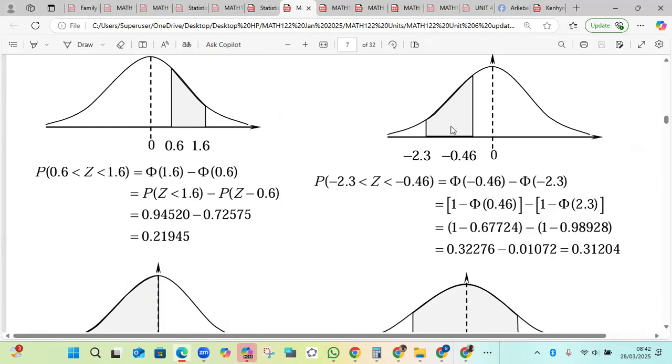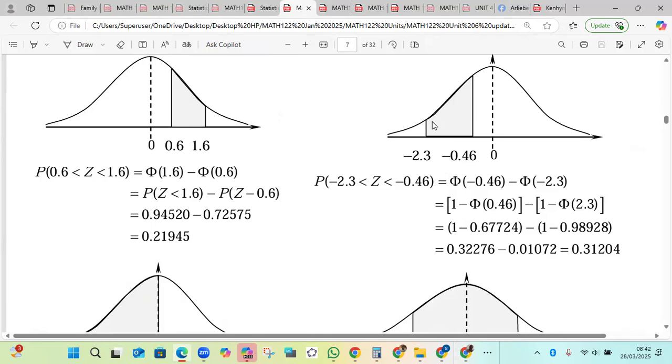Now, phi of both negatives will be tails because we are on the left side of 0. So this is a left tail, and this is another left tail. Both phis of negative numbers will be left tails, but one will be a bigger left tail than the other. Nonetheless, they are both left tails. Now, to find any tail, in fact, we have to find the big chunk and subtract from 1. So phi of negative 0.46 is 1 minus phi of 0.46.